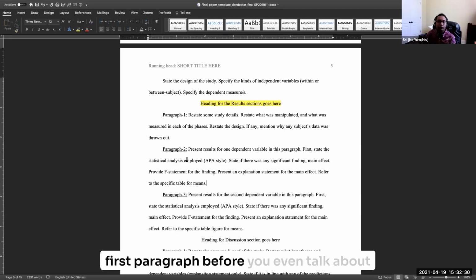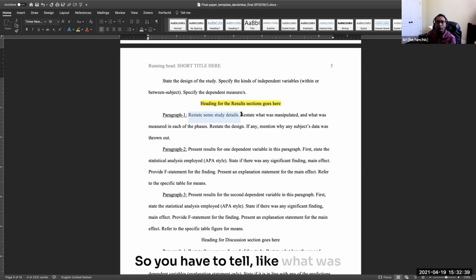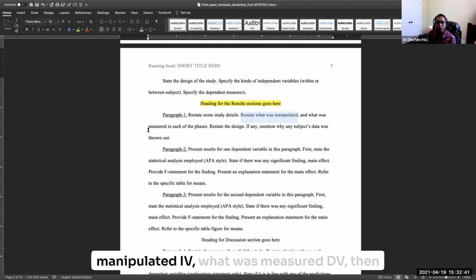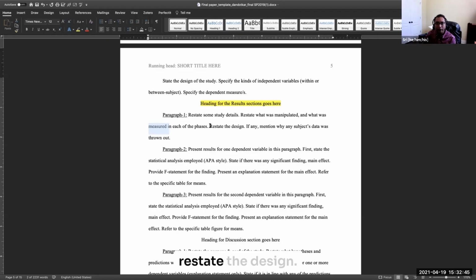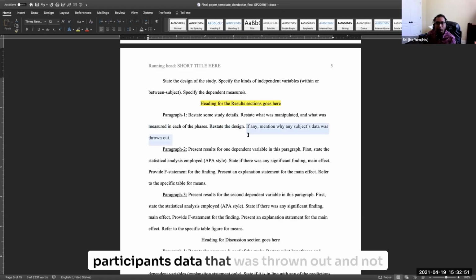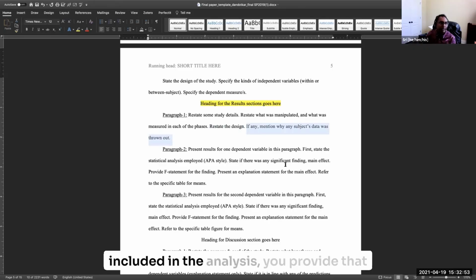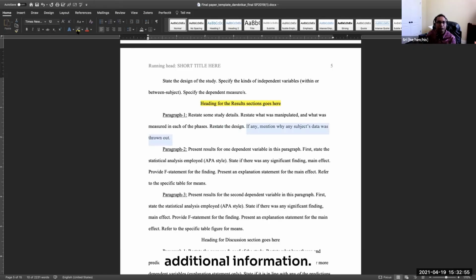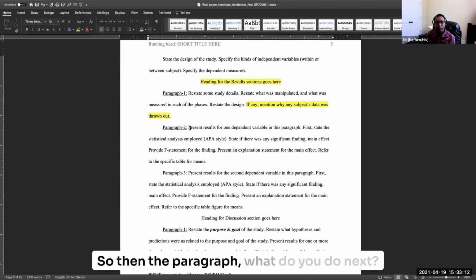First paragraph, before you even talk about the results, right? You have to restate some study details. So you have to tell what was manipulated, the IV, and what was measured, the DV. Then restate the design of your study. Then talk about whether any participants' data was thrown out and not included in the analysis. You provide that additional information. So then, in the paragraph, what do you do next?